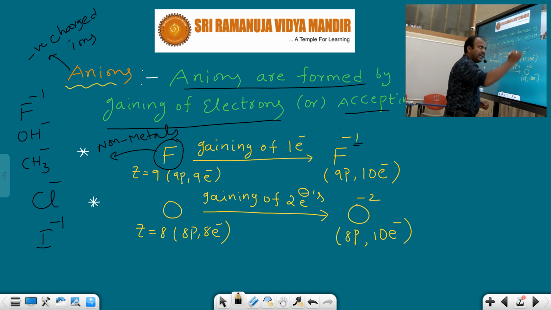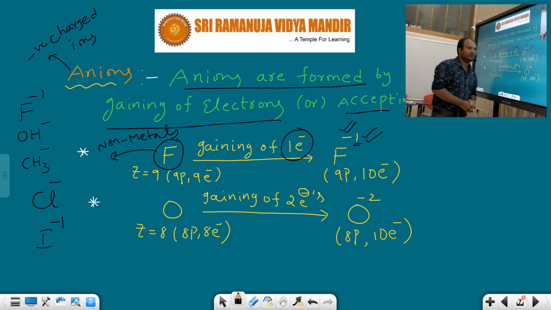Loss means plus, gain means minus. Here the electron is gained, and gaining means minus. How many electrons are gained? Only 1. That's why I put 1 there. Observe that the atomic number of fluorine is 9. That's why it has 9 protons and 9 electrons. When this fluorine atom gains 1 electron, what will happen to the electron number? It increases, because 9 electrons are present in it. Here, how many electrons? 10 electrons.